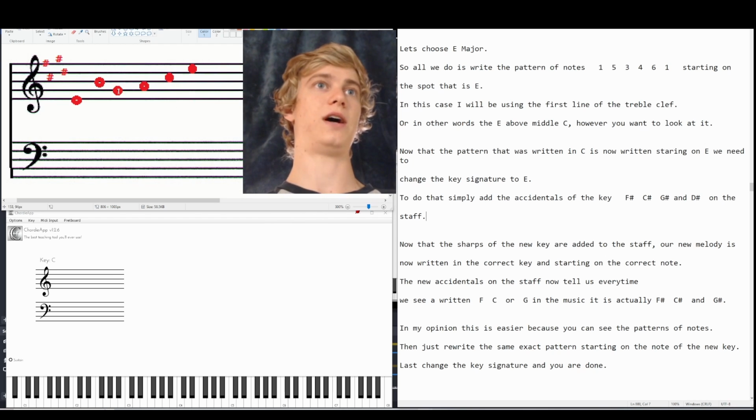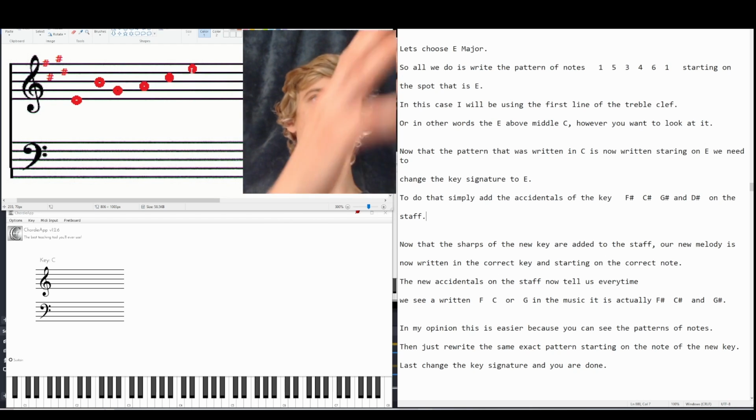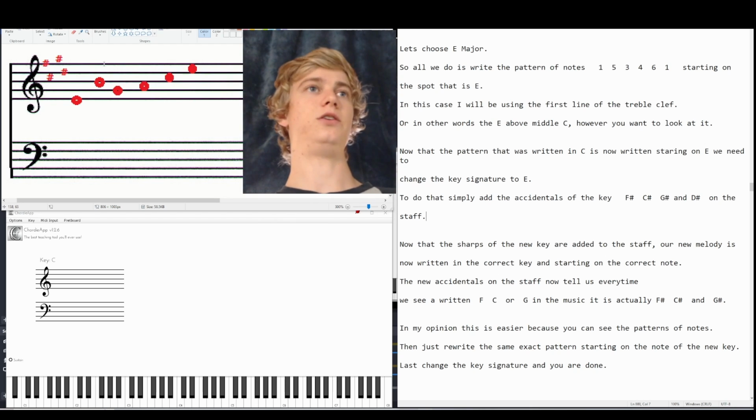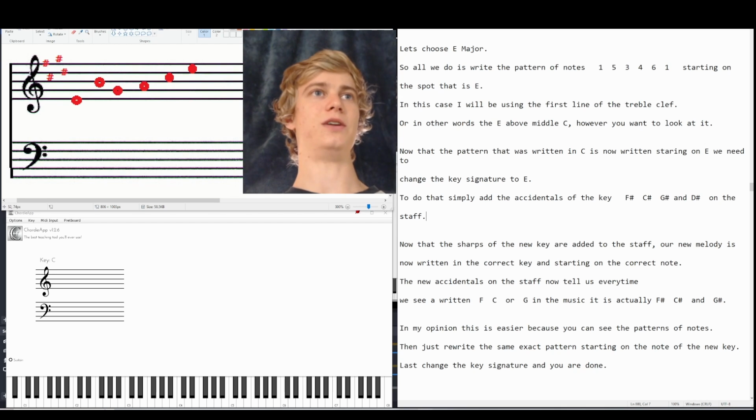We just had a 1, 5, 3, 4, 6, 1. We could do that in any key. We could just put that on any note, and then you just change the accidentals over here, which tell you which key you're working with. So every time that this goes to an F or a C or a G or a D, it's automatically sharped, so it's automatically going to fit in those notes that are in the key.